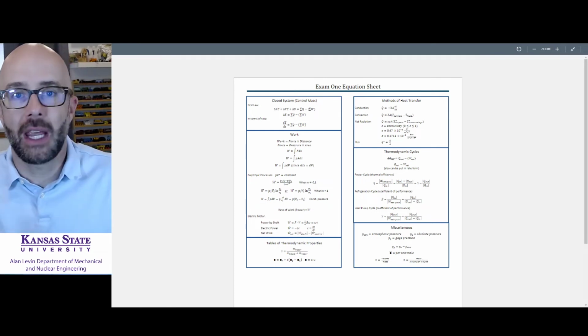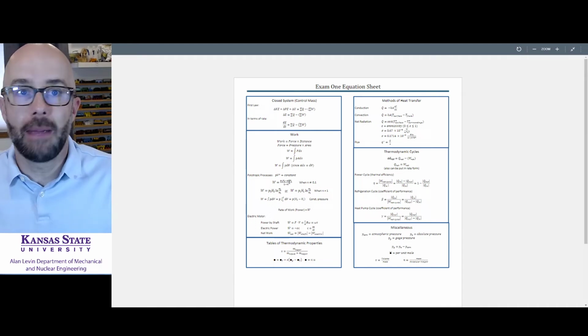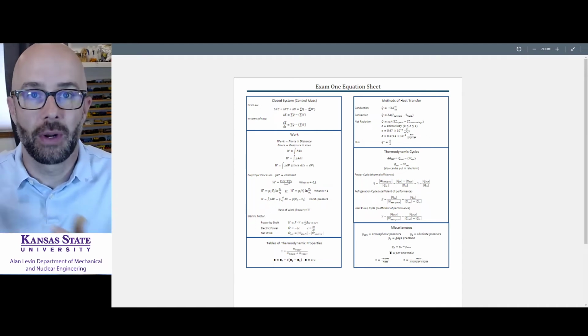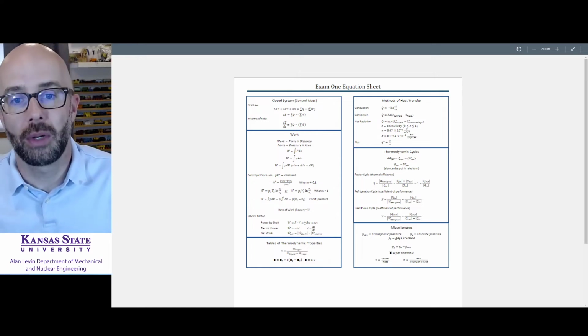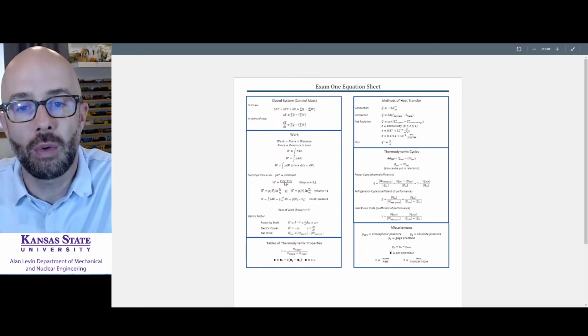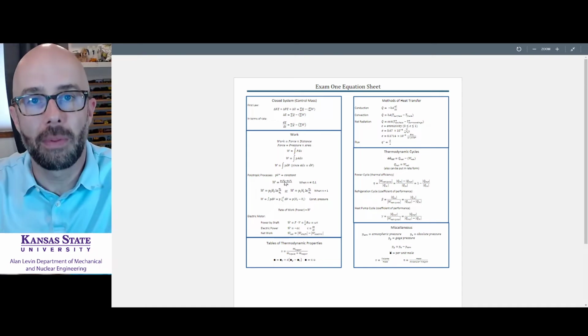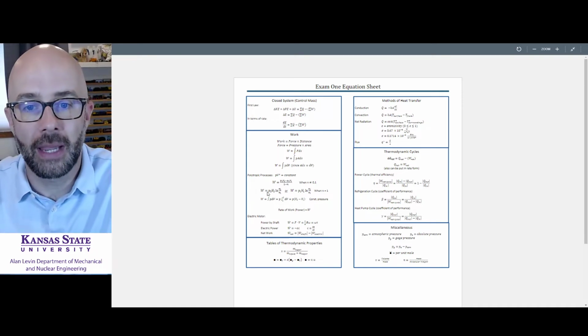So it may be state 1, it may be state 2. It may be state 1 and state 6 that you want to find the work between. It may be state 2 and state 4 that you want the work between. So make sure that you understand that 2 represents final, 1 represents initial. Same thing goes here.